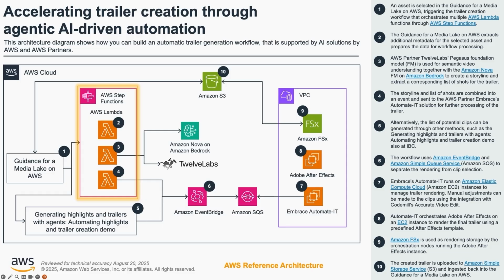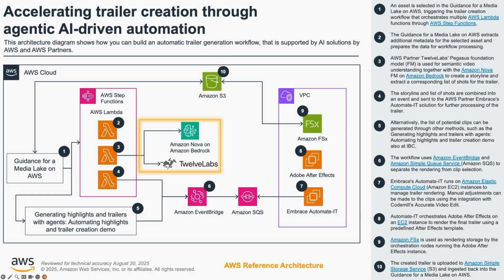This can be, in our case, for example, coming from the media lake, but this is also something that you can pull from other systems. In this case, you can also use TwelveLabs or Amazon Nova on Bedrock as a helper for that. The actual analysis part, the clip selection and the storyline generation, is happening as a combination of Amazon Nova on Bedrock and TwelveLabs.